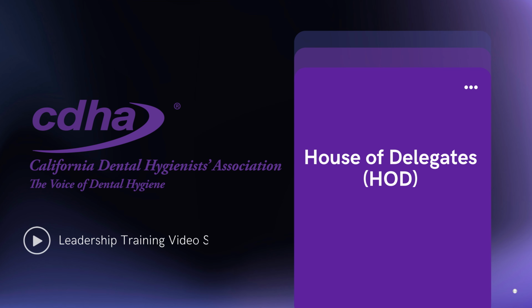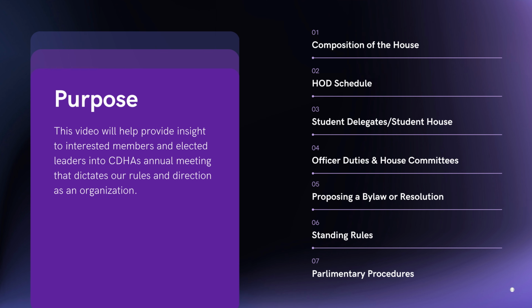This leadership training video focuses on the House of Delegates held once a year. Topics will include composition of the House, the 3-day schedule, student delegates and the Student House of Representatives, the duties of officers and House committees, going over proposed bylaws, resolution, and the budget, standing rules, and parliamentary procedures.